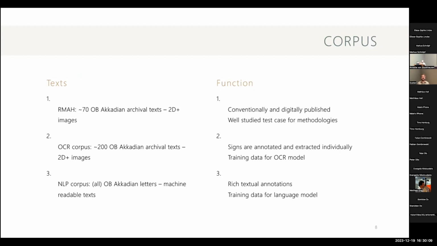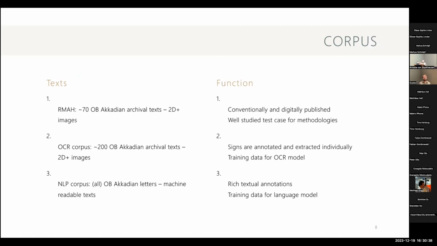They will also serve as well-studied cases for methodologies, like a baseline test for all the computational stuff we do. Then we have the OCR corpus. Here we have around 200 Old Babylonian archival texts. These are also 2D plus imaged. Here we will individually annotate and extract signs from each tablet, and we'll use that as training data for the OCR part. And then lastly, we have the NLP corpus.